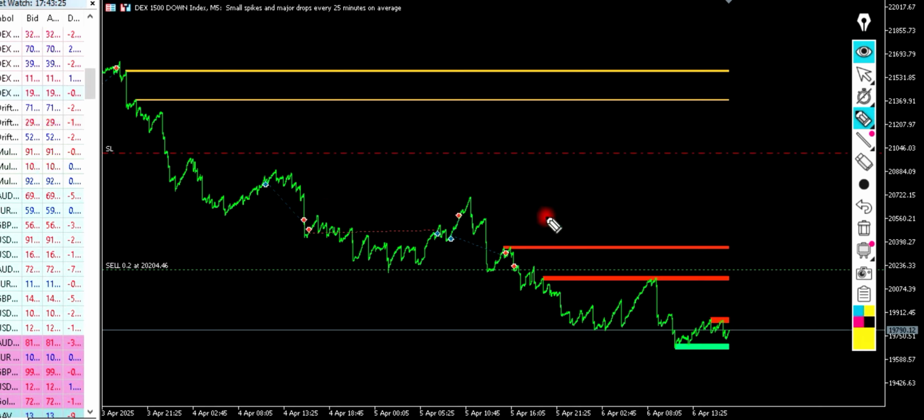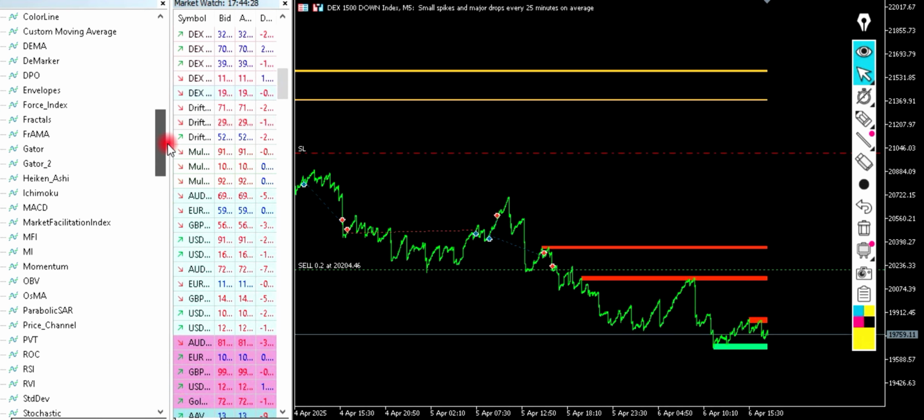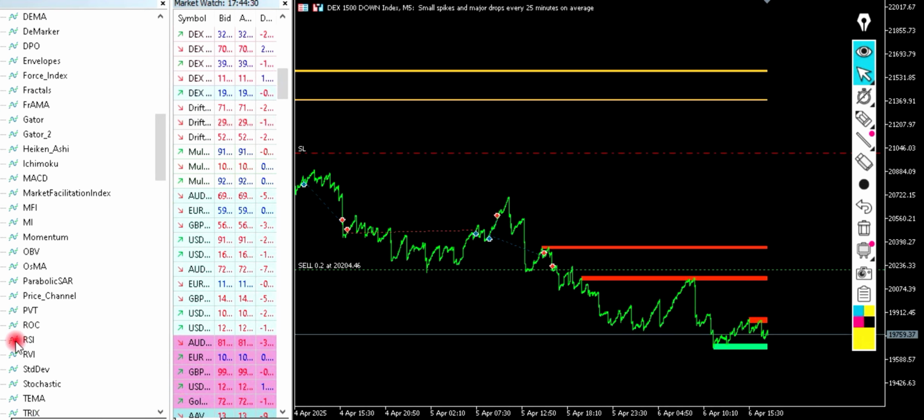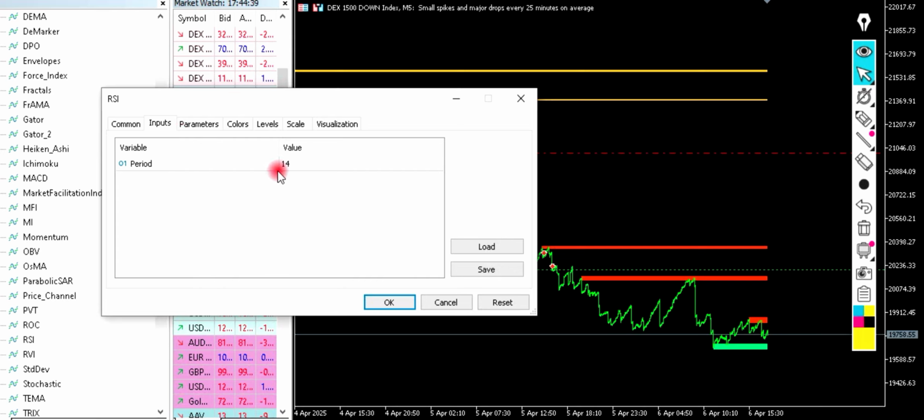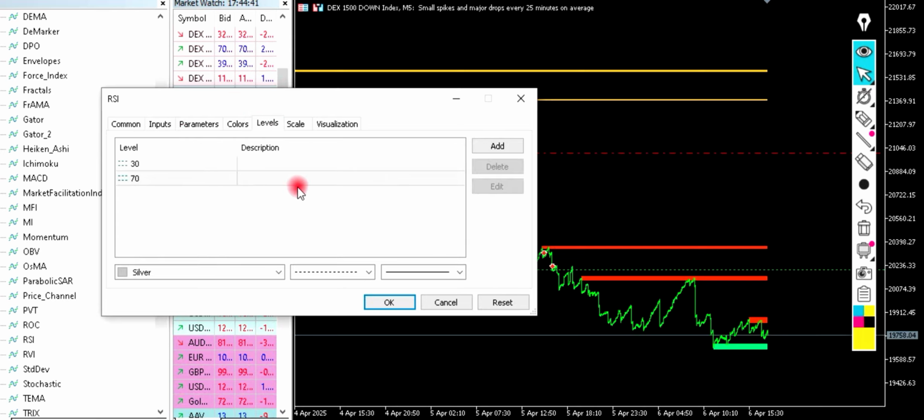Right off the bat, let's show you how I entered this trade and how I'm bagging $82 in profits. Here it is, it's RSI. I'm just going to drag this over to my chart. By default, it's going to have the period at 14, and for the levels, you can add the default levels if they're not already there, which are 30 and 70.